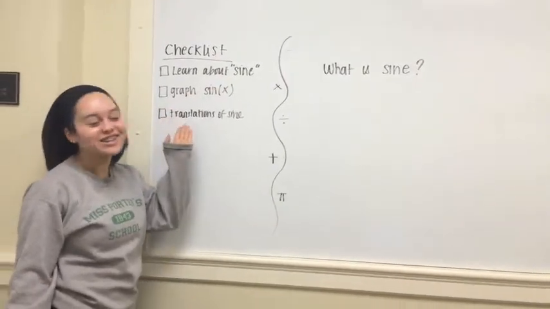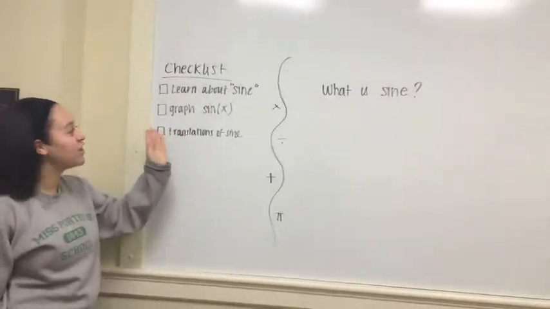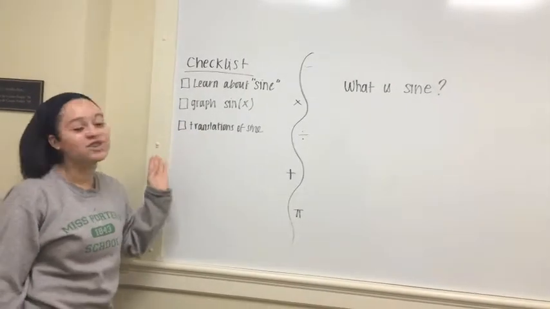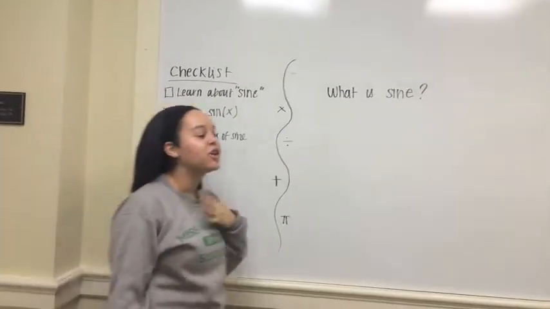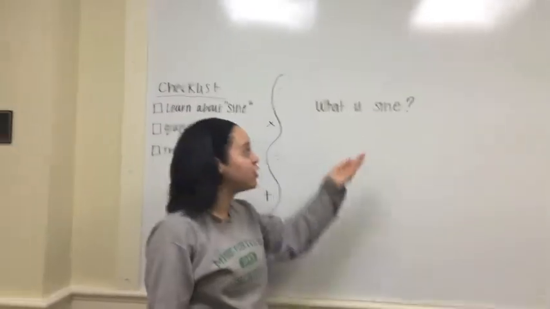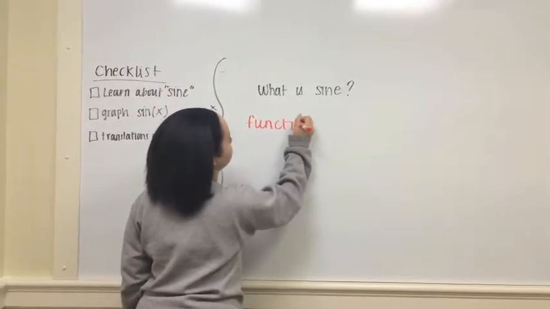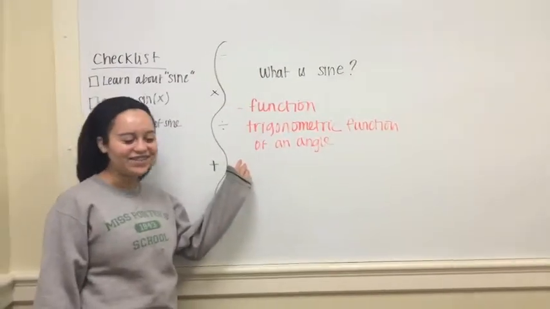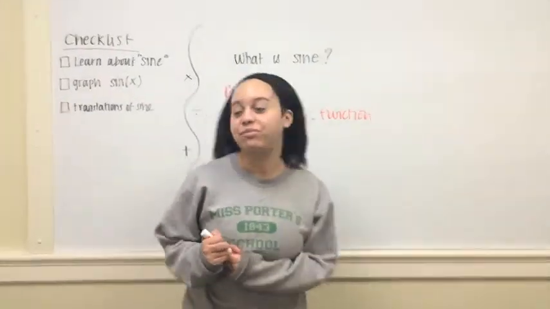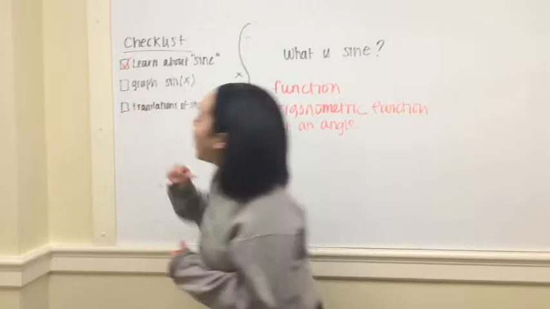So for our checklist, we're going to learn about it, we're going to graph it, and we're going to learn the translations. So the first question is, what is sine? Sine is a trigonometric function of an angle. So we're going to learn today how to graph it.